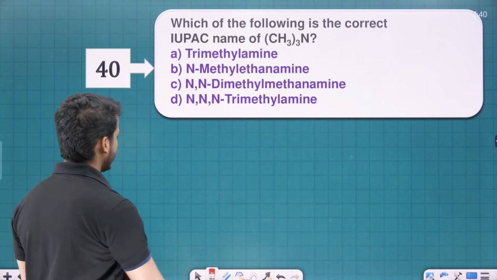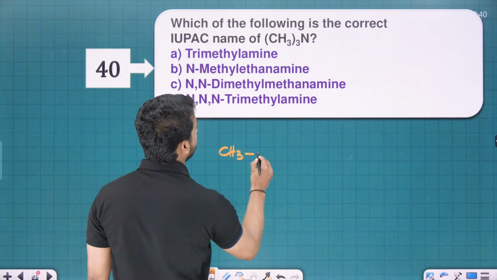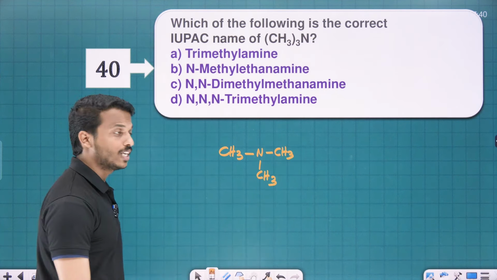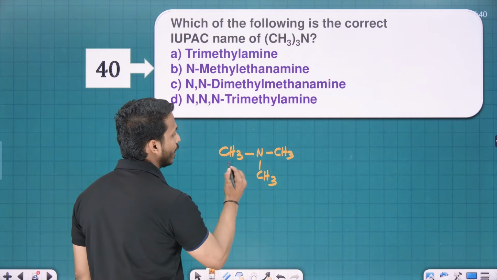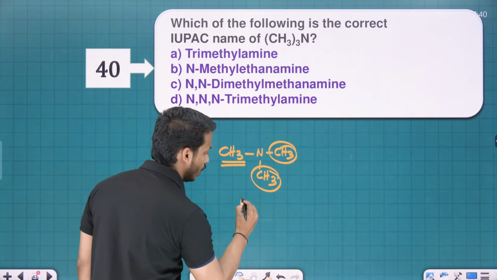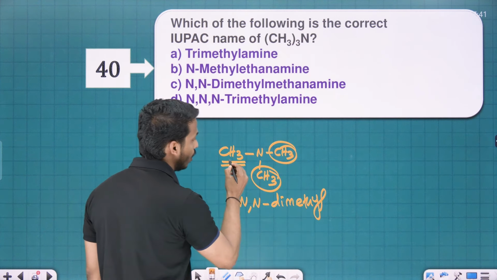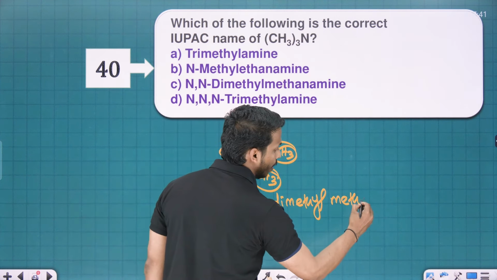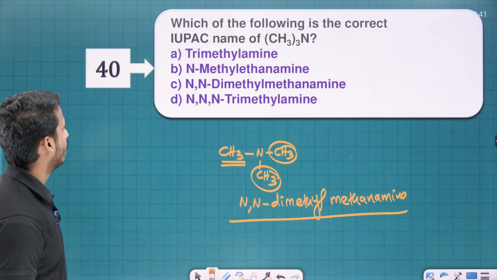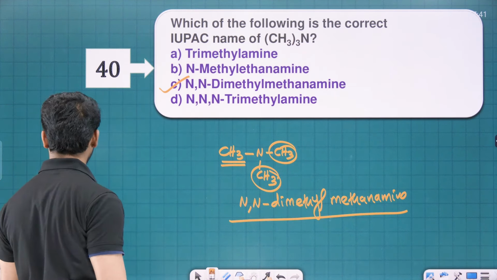Which of the following is the correct IUPAC name of the compound? Expanding it: CH3-N with two CH3 groups, right? What is the correct IUPAC name? Take any one carbon as the parent chain. The other two are branches, methyl on nitrogen, so it's called N,N-dimethyl. One carbon with amine is methanamine. N,N-dimethylmethanamine, right? Option C.